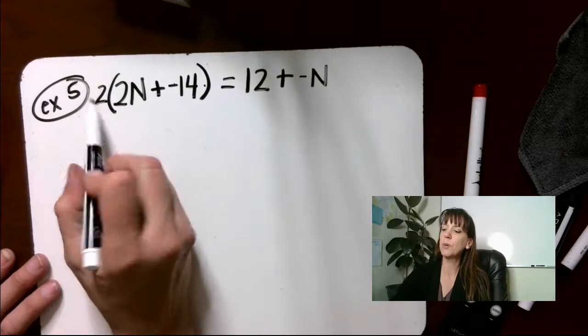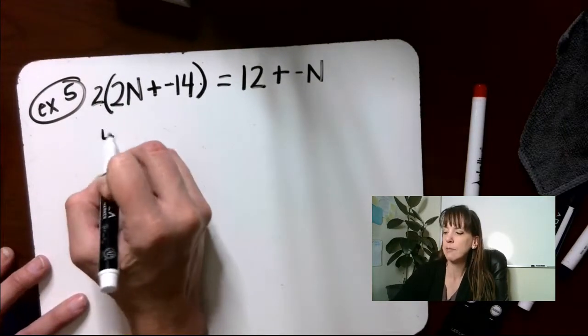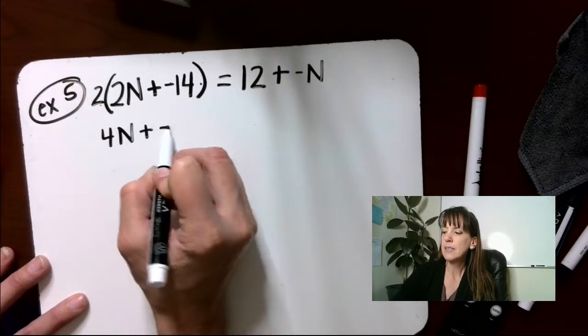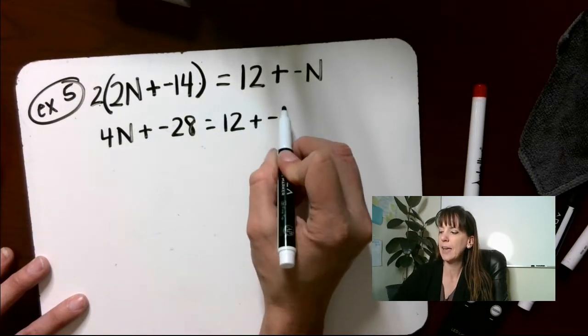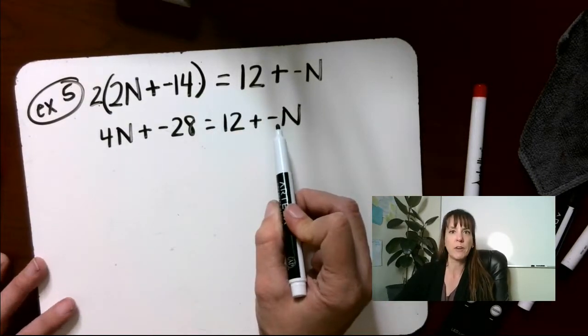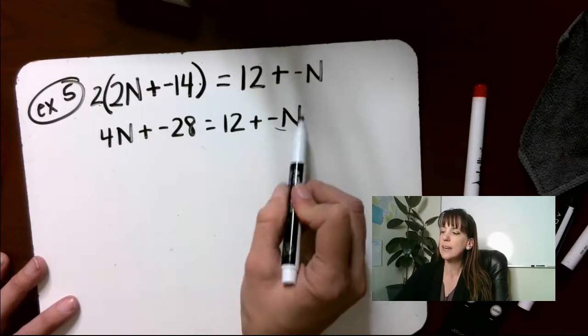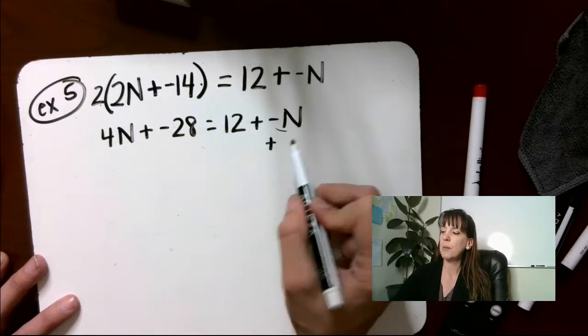All right, so we're going to take this 2 and distribute it to get 4n plus negative 28 equals 12 plus negative n. And remember there's like a 1 in front of this n here, right? So I want to take this n and move it over to here. I'm going to do the opposite by adding it.